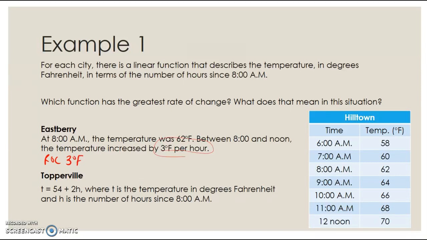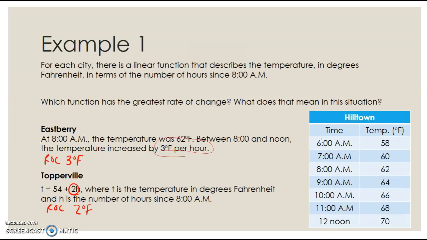So then we look at Topperville. They're giving us the equation, T equals 54 plus 2H, where T is the temperature in degrees Fahrenheit and H is the number of hours since 8 a.m. And so since we're looking for that rate of change, we're looking for what is next to our variable. And so that means 2 degrees Fahrenheit every hour.